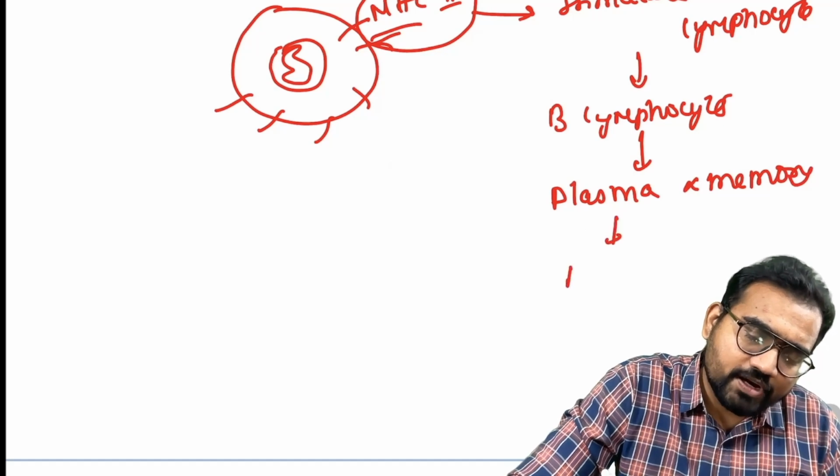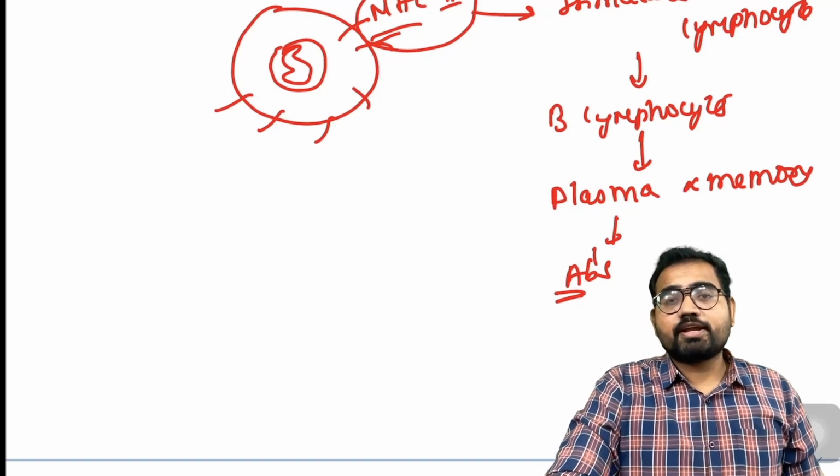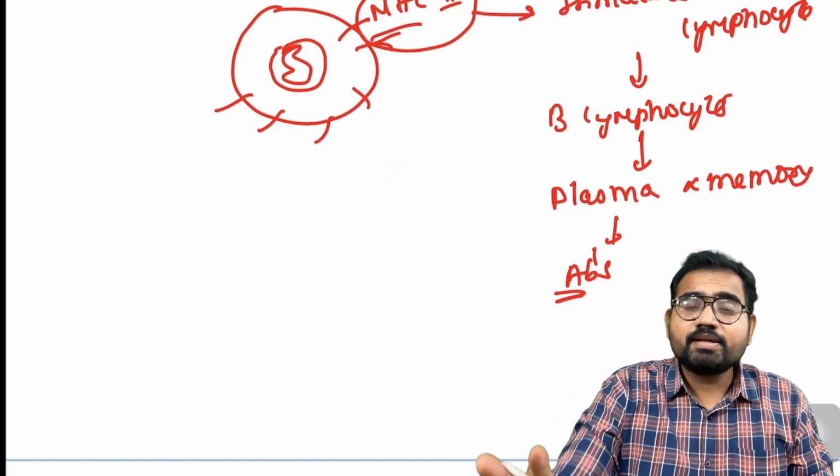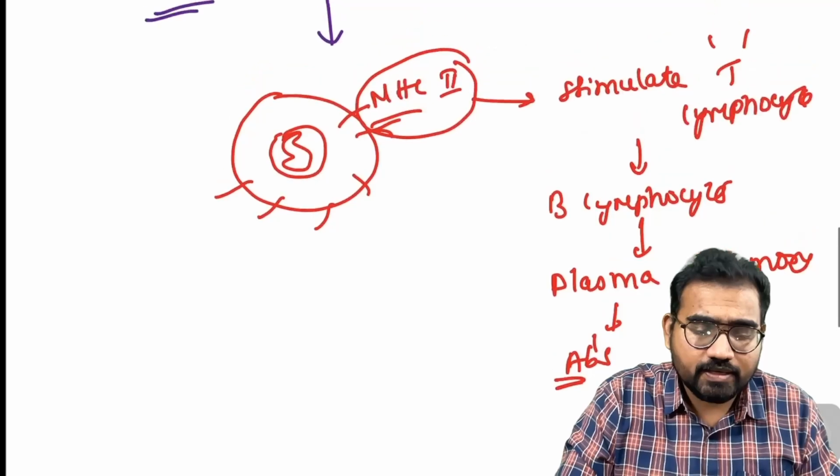Plasma cells produce antibodies, and memory cells make sure that the next time it comes, I'm going to attack it very easily. Okay, this is how the innate and the adaptive immunity works.